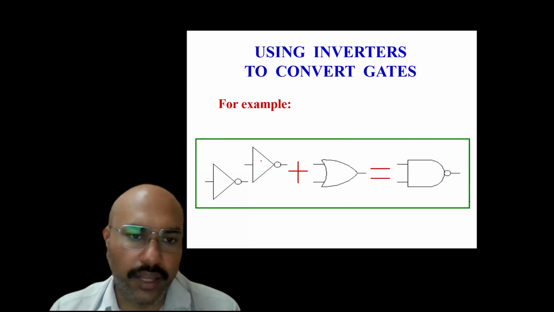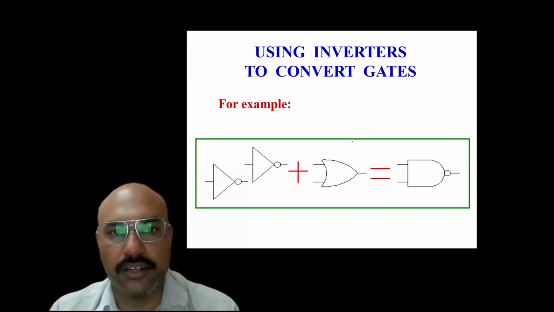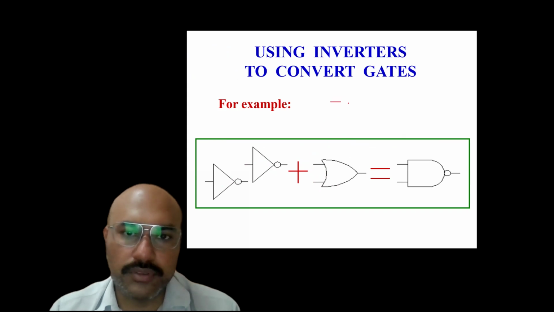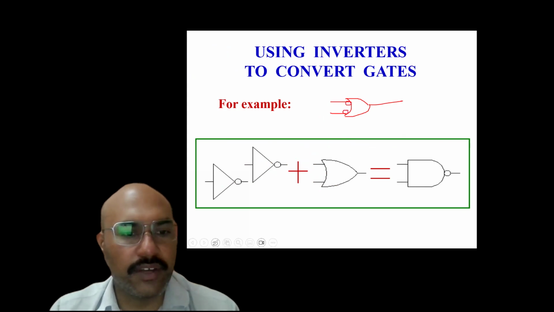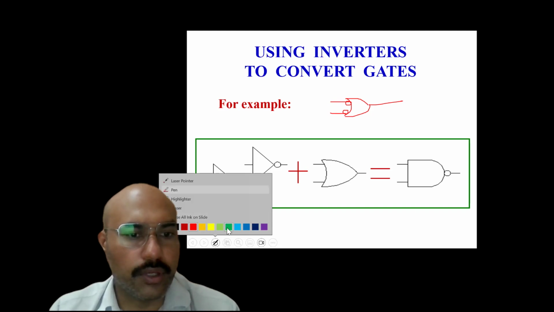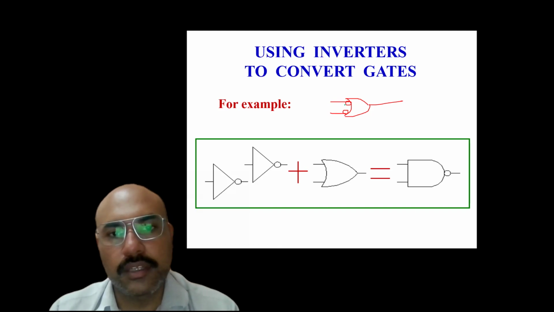So if I apply two NOT gates before any of the logic gates, then I can convert that logic gate as well. Suppose I have applied two NOT gates here before the OR gate. So what is happening here? If I apply two NOT gates, then I can simply include bubbles here. Why can I include bubbles here? Because these bubbles represent a NOT gate.